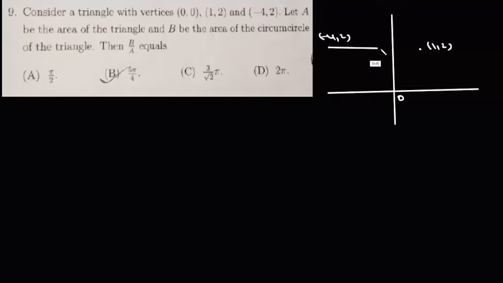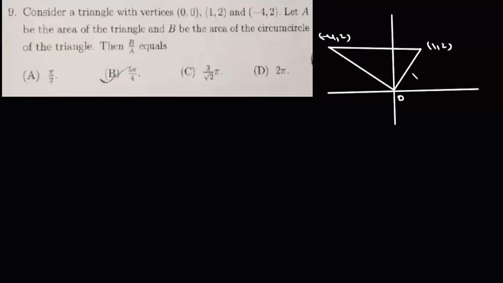Now this question says there is a triangle with the vertices (0, 0), (1, 2) and (minus 4, 2). So we have our coordinate axis, and one of the points is at (0, 0), another point is at (1, 2), and another point is (minus 4, 2). So this is our triangle.